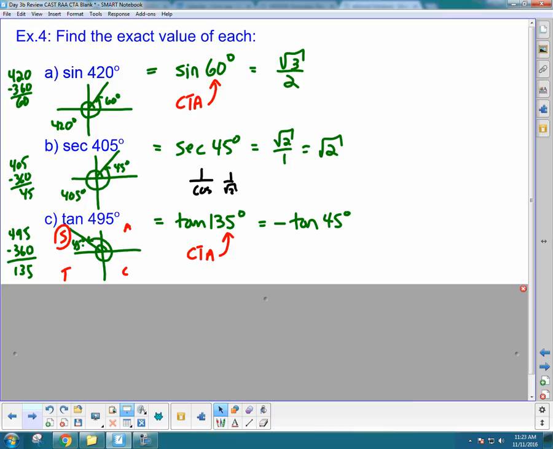So just like the questions we just looked at, the CAST rule gets me my sign, and a related acute angle gets my angle. And guess what? 45 right now is one of my special triangles. The tan of 45 is opposite over adjacent, so that's 1 over 1, or just negative 1. Okay? So again, these rotations are really, really helpful.